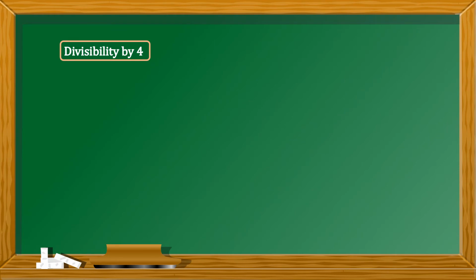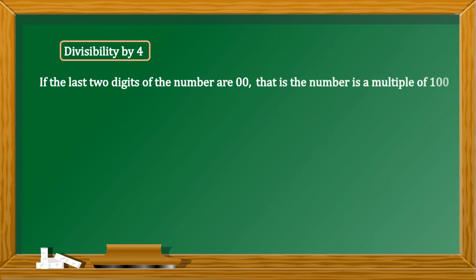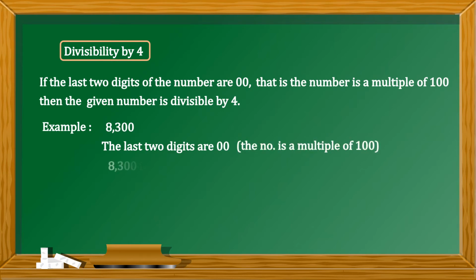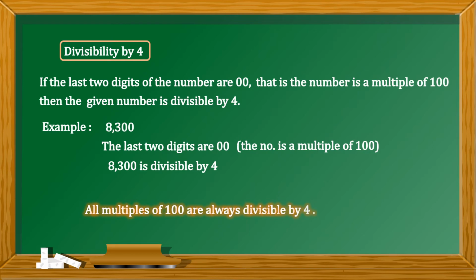There is one more rule to test the divisibility by 4. If the last two digits of the number are 00, that is, the number is a multiple of 100, then the given number is divisible by 4. For example, 8300. The last two digits of this number are 00, which means that the number is a multiple of 100. Hence, 8300 is divisible by 4. Please remember this important rule. All multiples of 100 are always divisible by 4.